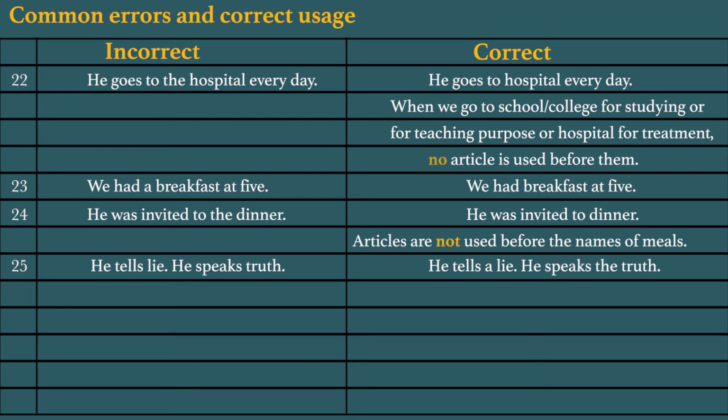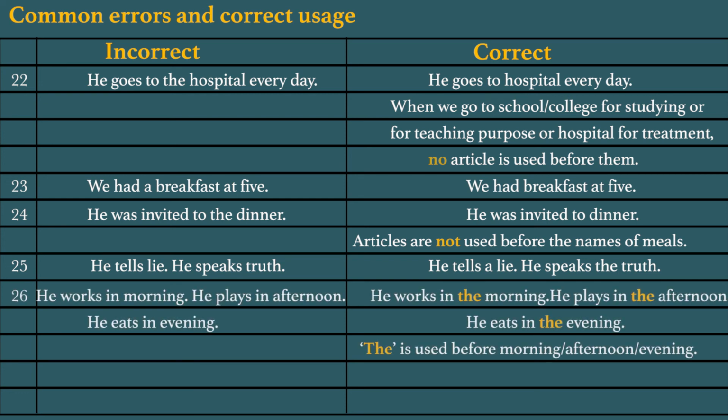He speaks the truth. Next one is he works in morning, or he plays in afternoon, or he eats in evening. They are wrong. The correct one is he works in the morning, he plays in the afternoon, he eats in the evening. The is used before morning and afternoon and evening.